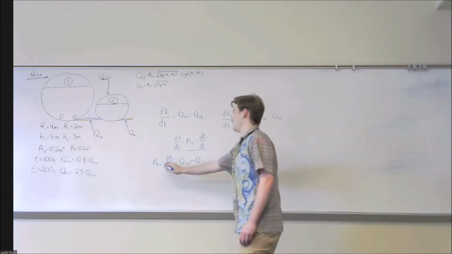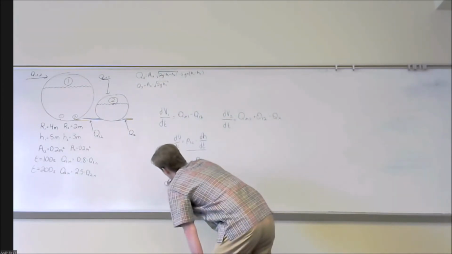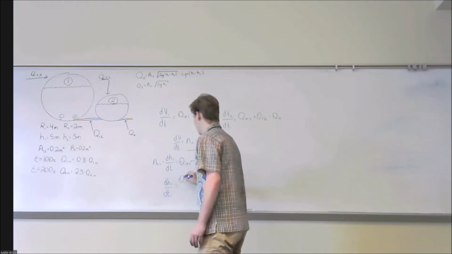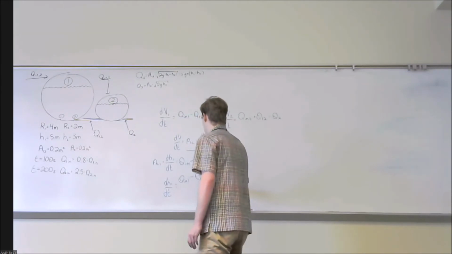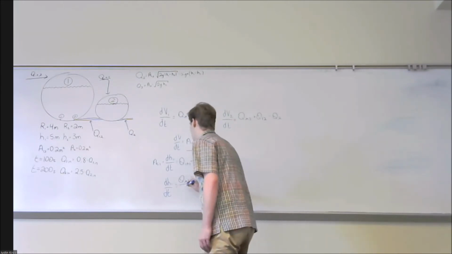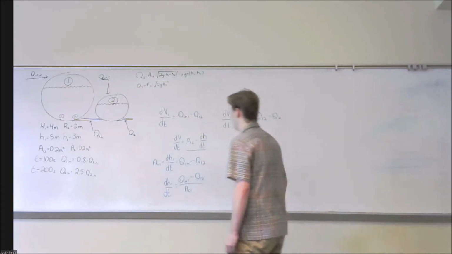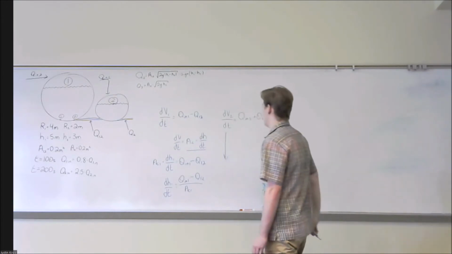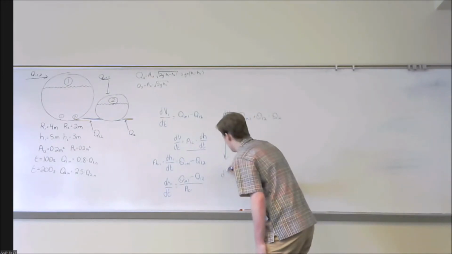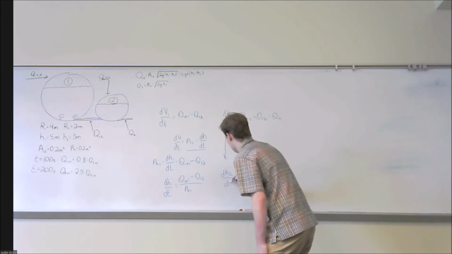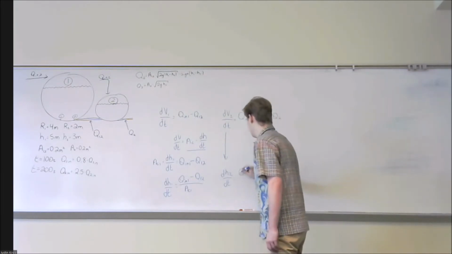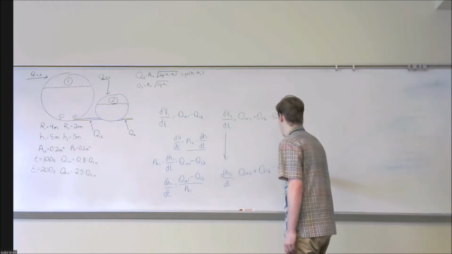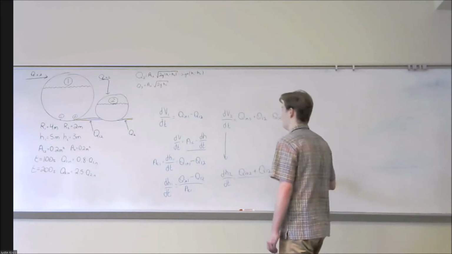And then we divide across by the cross-sectional area, and we get dH1 dt equals Q in 1 minus Q1,2 over the cross-sectional area at 1, AC1. And we follow the same steps for dV2. I'm not going to show them. So we get dH2 over dt equals Q in 2 plus Q1,2 minus Q2, all over the cross-sectional area at 2.